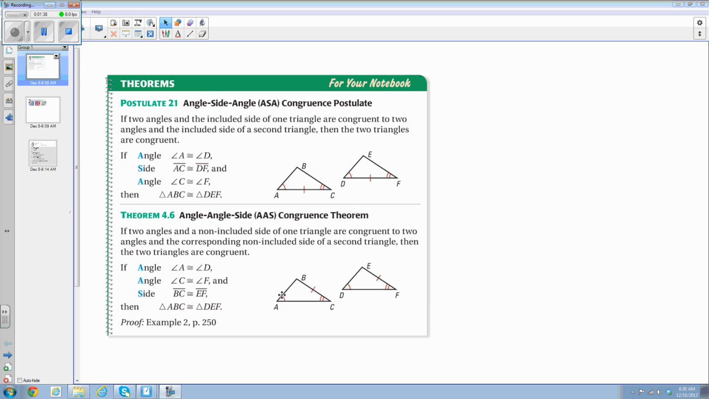In these ones, we have our two angles in a row with nothing between them, and then we have a side that's congruent. It happens again on this one. Notice that in this one, the congruent side is between the two angles, and in this one, the congruent side is outside of the two angles. That's the difference between angle-side-angle and angle-angle-side.